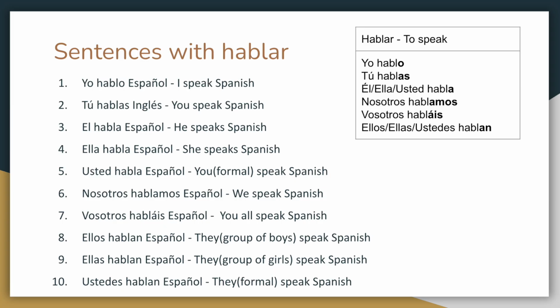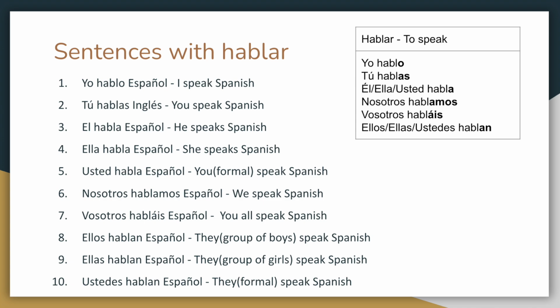And for the last three, if you remember, ellos, ellas, and ustedes, they all have the same ending, which is an. So what you do is you just replace the AR in hablar with an, so it becomes hablan, and then you put the pronoun. So ellos hablan español means they speak Spanish, but it'll be used for a group of boys or a group of boys and girls.